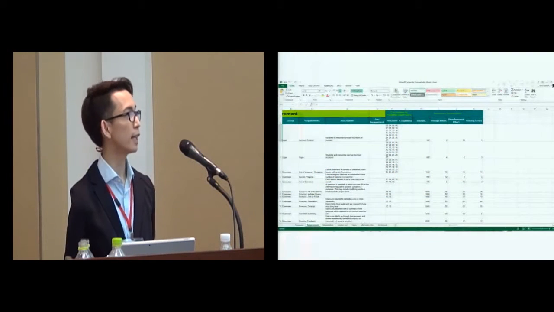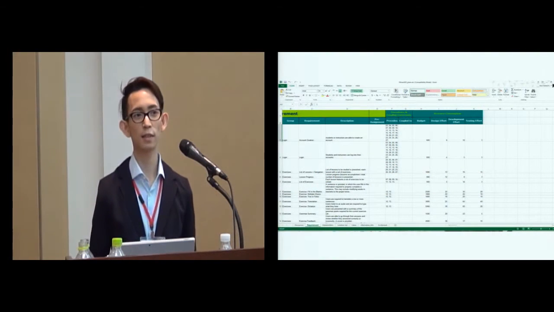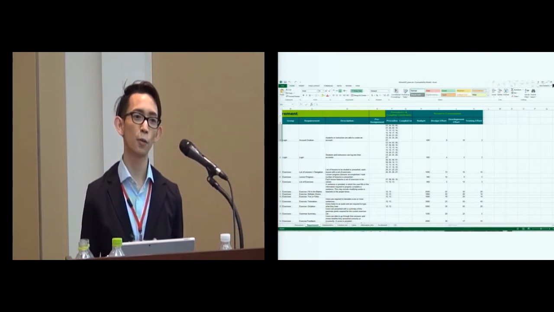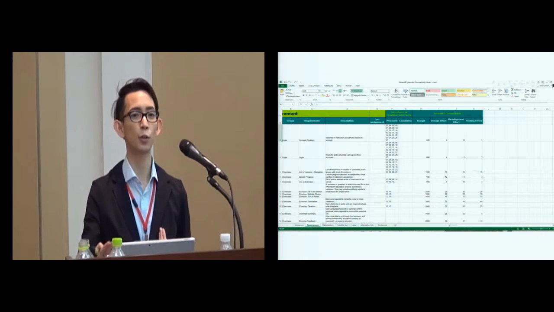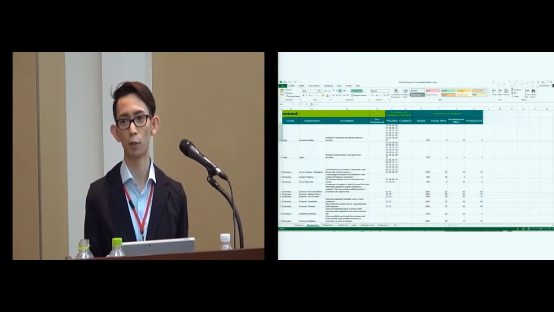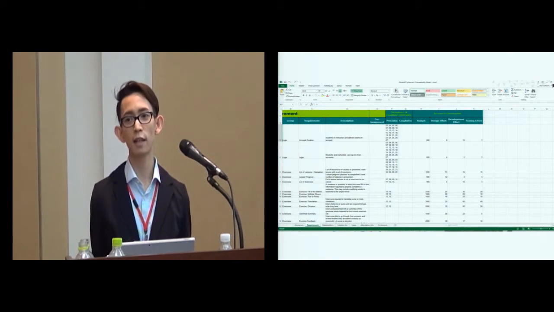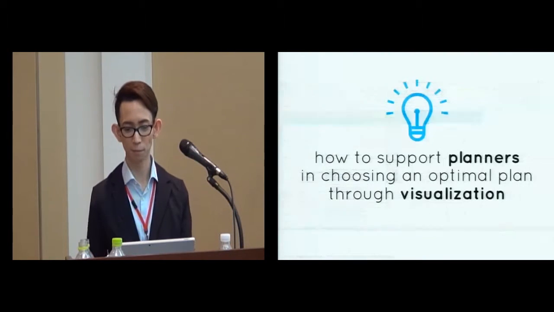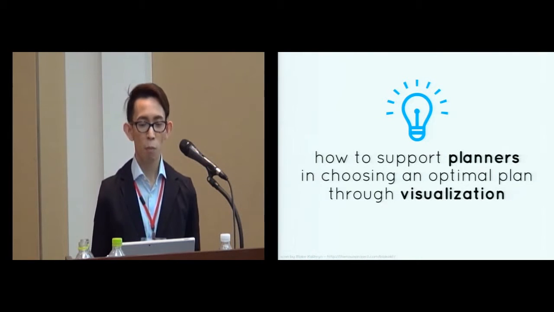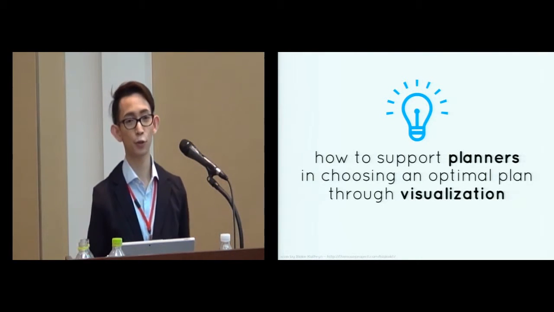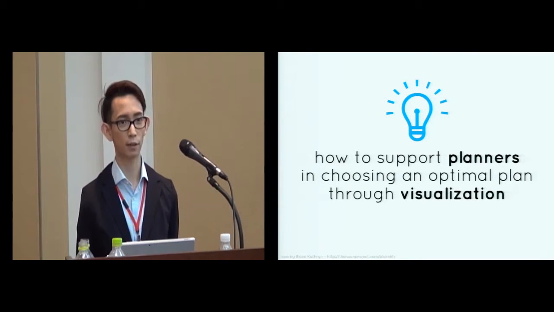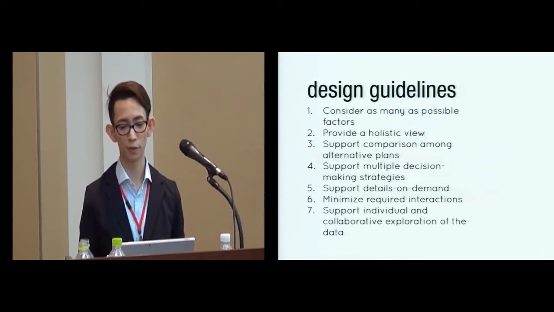If you're just looking at numbers, sometimes it's hard to make sense of the data. It's also hard to communicate your point of view to your stakeholders later on, when you say, I'm going to do this plan, and they're sitting there saying, we don't know, we're just seeing numbers. So we try to use visualization to support planners in choosing an optimal plan, and also in communicating their thoughts to their stakeholders.